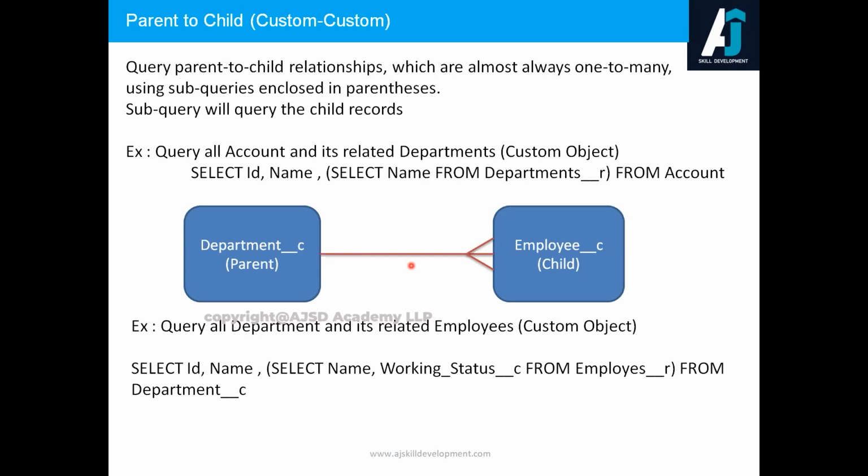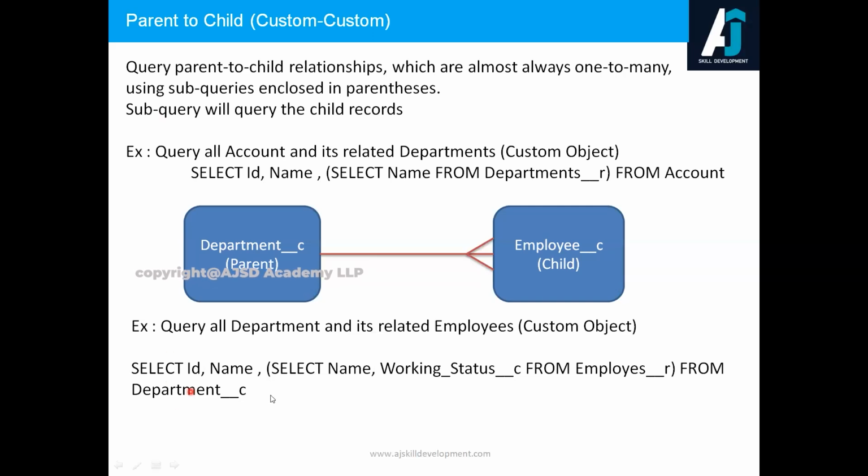As you are pretty much aware, to get the child object's records, you will be using a subquery. In this example, the parent object will be a custom object called department, and the child object will be a custom object called employee. As you are aware, when you are trying to query parent and child relationship queries, you will always be using underscore underscore r when the child object is a custom object in the relationship SOQL.